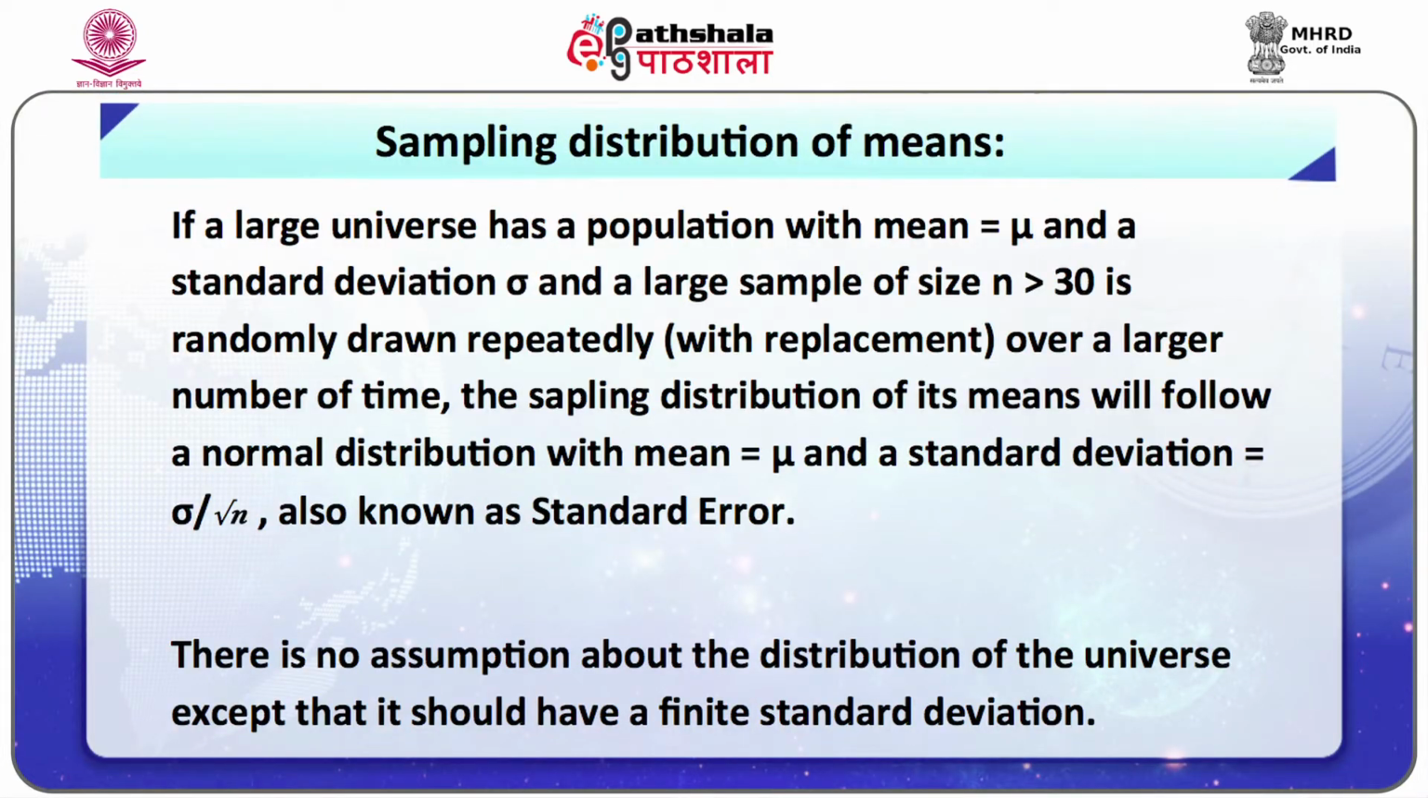If such a sample is drawn repeatedly with replacement over a large number of times, the sampling distribution of its mean will follow a normal distribution with mean equal to the same mu and standard deviation equal to sigma upon root n, where n is the size of the sample. This is known as the standard error of the mean. There is no assumption about the distribution of the universe except that it should have a finite standard deviation.